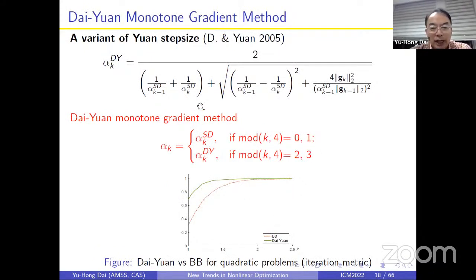And later, myself and Yuan proposed a new variant of the Yuan step size, and we propose to use two new step sizes after two steepest descent step sizes. Then we can prove this is a monotone gradient method, and numerical experiments with quadratic optimization problems show that this new method performs much more efficiently than BB. So this means it's possible to design very efficient monotone gradient methods as well.